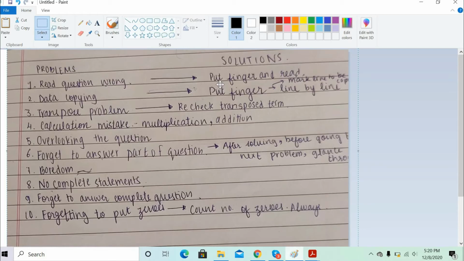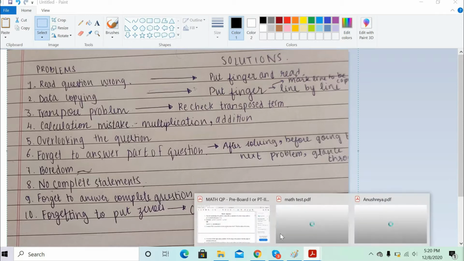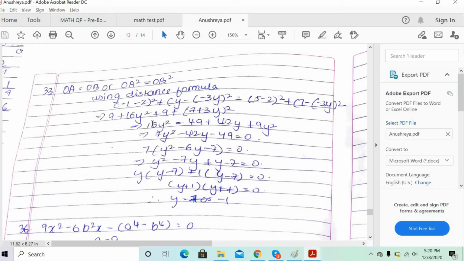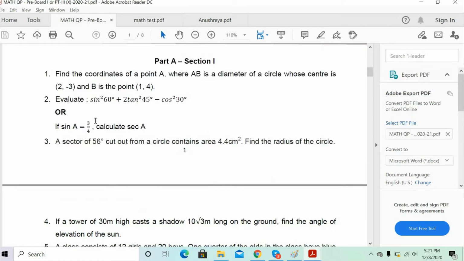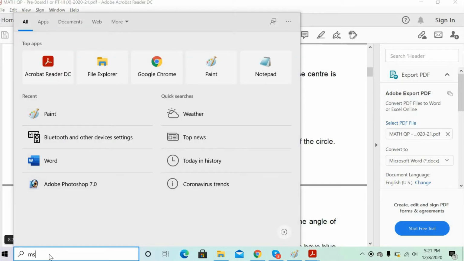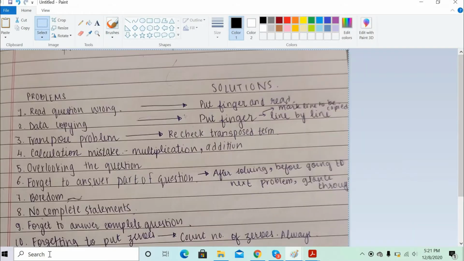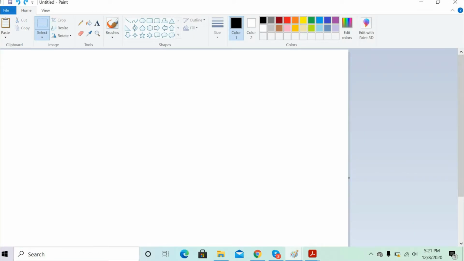The solution is simple. You need to put your fingers and read. This will ensure that you will not read the question wrong, and you will read the question properly as it is written here. For example, find the coordinates of the point A means you need to find one coordinate. Better you draw the diagram for it, so that it becomes easier, since AB is the diameter of the circle. So how will you draw the AB of this circle? Always ensure that you make the diagram for it. Let me read the question and make a diagram here so that everything will be clear.